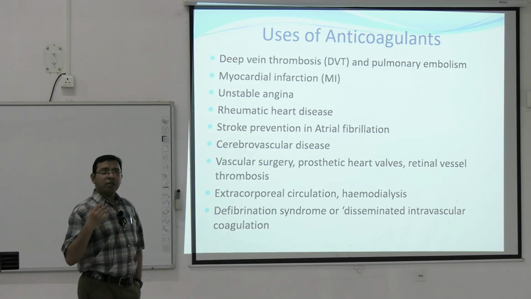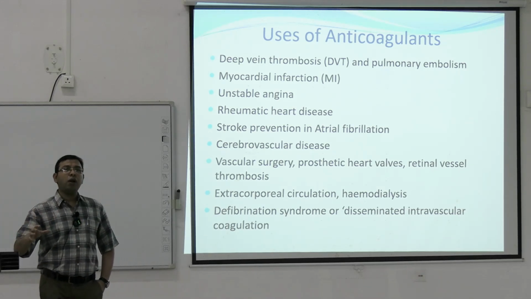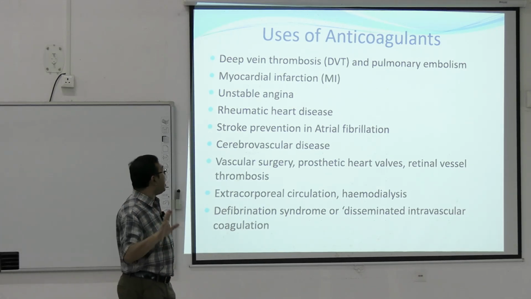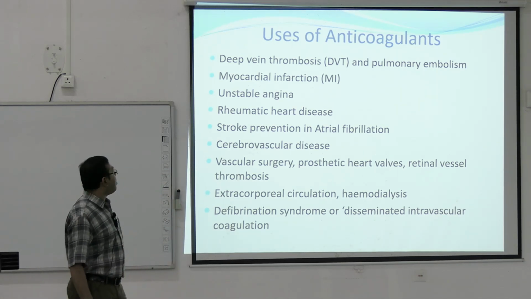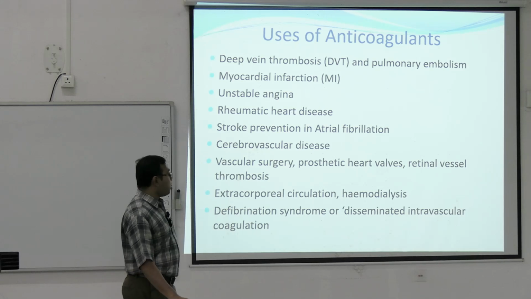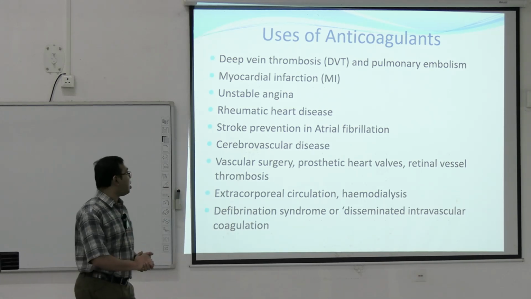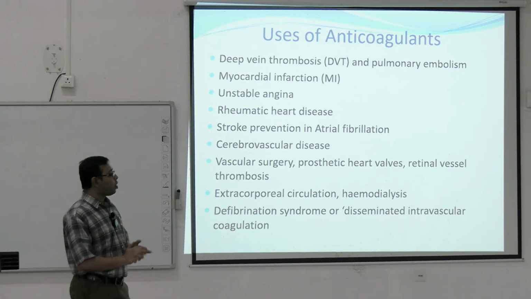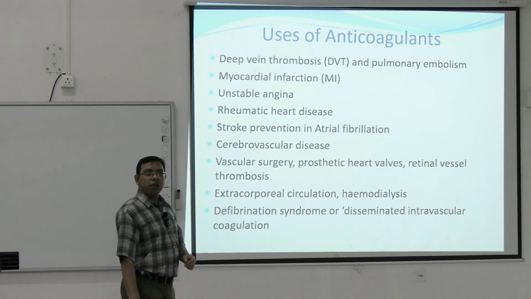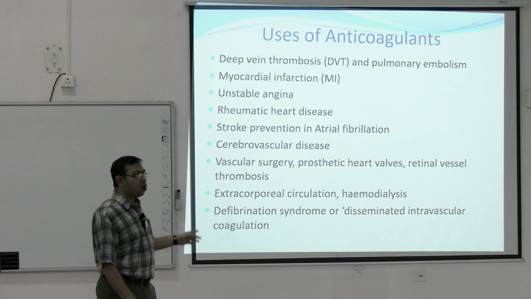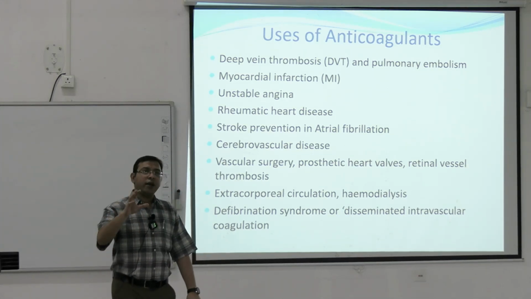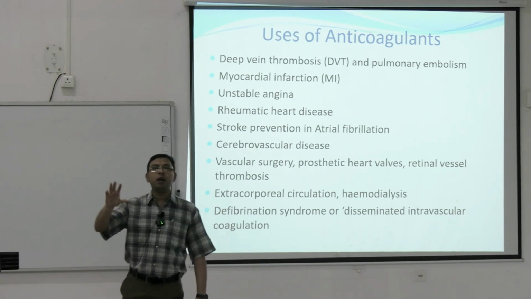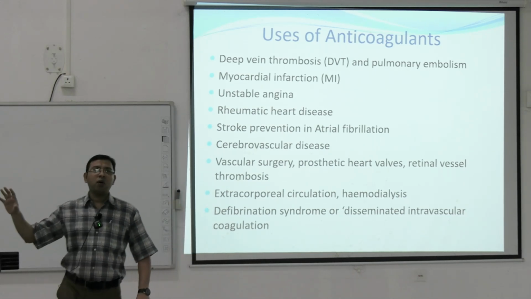Uses of the anticoagulants, time and again, are similar for anticoagulants and novel oral anticoagulants: deep vein thrombosis, pulmonary embolism, myocardial infarction, unstable angina, rheumatic heart disease, stroke prevention in atrial fibrillation, cerebrovascular disease, vascular surgery, prosthetic heart valve, retinal vessel thrombosis, extracorporeal circulation, hemodialysis, etc. The same thing. All the anticoagulants, parenteral anticoagulants like heparin, warfarin, and novel oral anticoagulants, are very important.